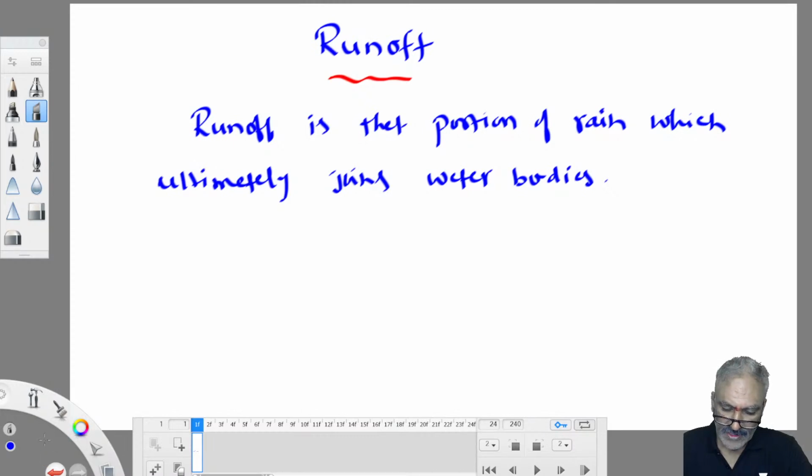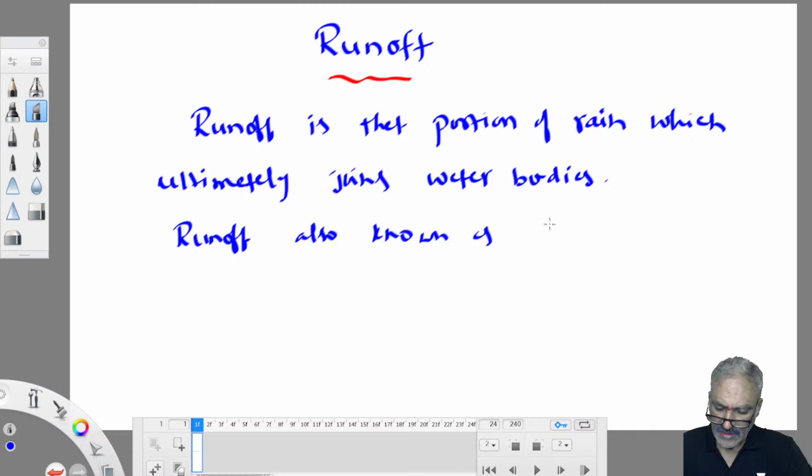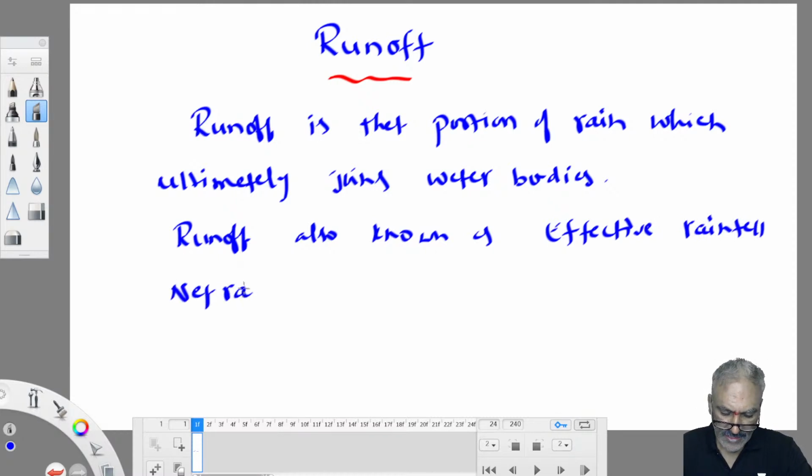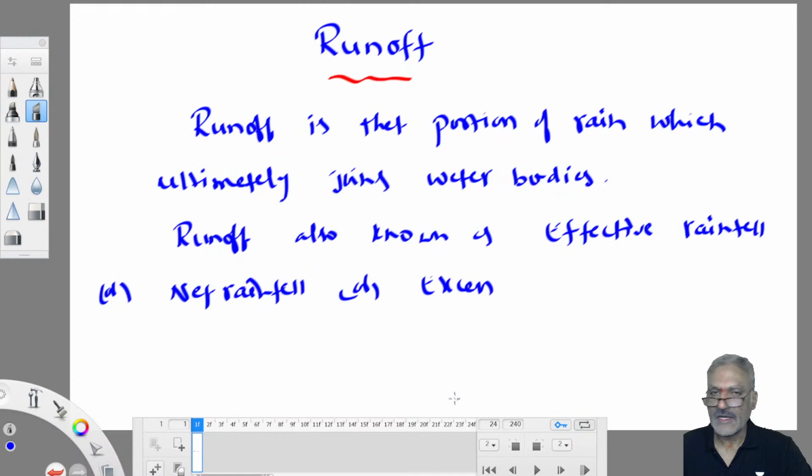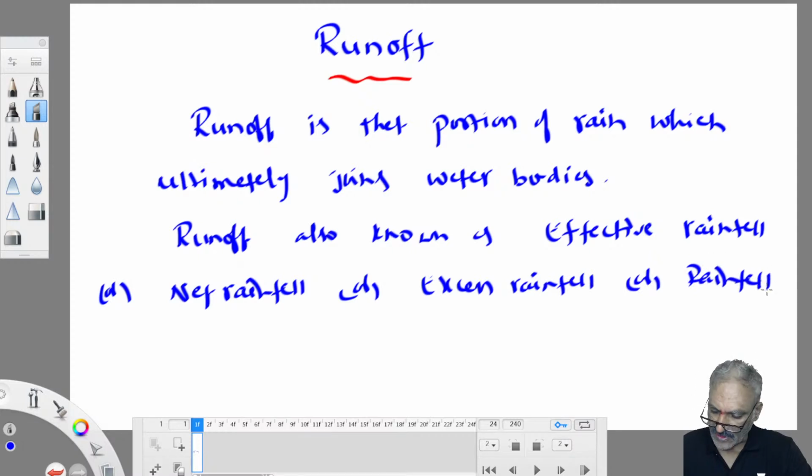Runoff is also known as effective rainfall or net rainfall, or excess rainfall, or rainfall excess. All are one and the same. All are synonyms for runoff. Okay? Different people, to confuse you, will ask you with different names. Rainfall excess.